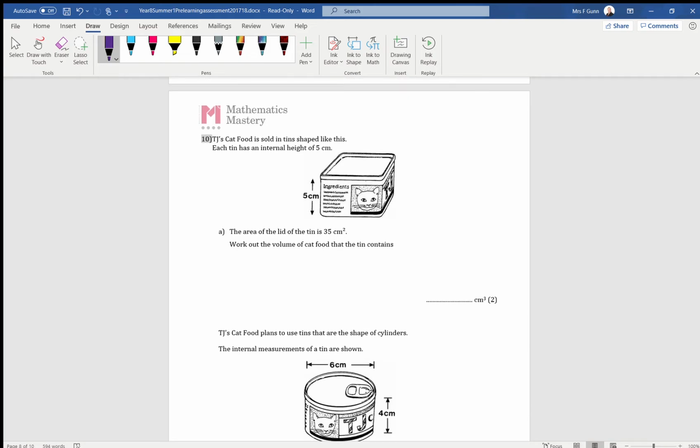Anyway, cat food is sold in tins shaped like this. Each tin has an internal height of 5 centimeters. The area of the lid of the tin is 35 centimeters squared. Work out the volume, so it's just a fancy prism. So you do 35 times 5, which is 175 centimeters cubed.